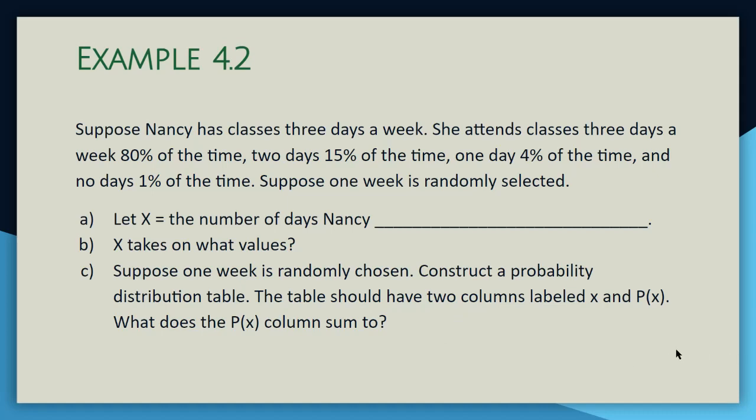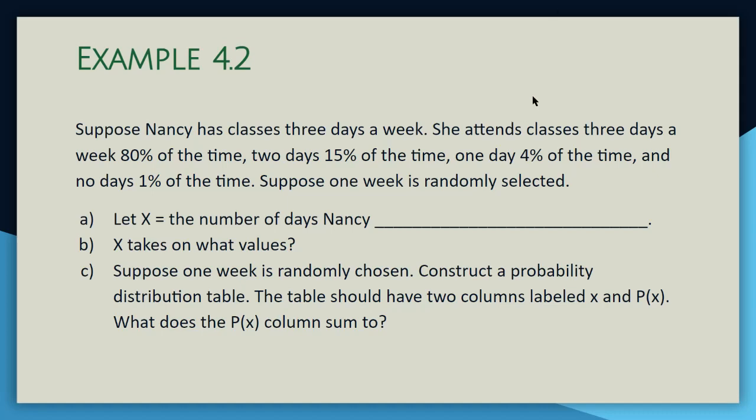Okay, so let's consider another example really quick. In this case, we want to suppose that Nancy has classes 3 days a week. She attends classes 3 days a week 80% of the time, 2 days a week 15% of the time, 1 day a week 4% of the time, and no days 1%. Suppose 1 week is randomly selected. In part A, we want to define that random variable X. Part B, we want to figure out what values that X can take on. And then in part C, we want to construct a probability distribution table.